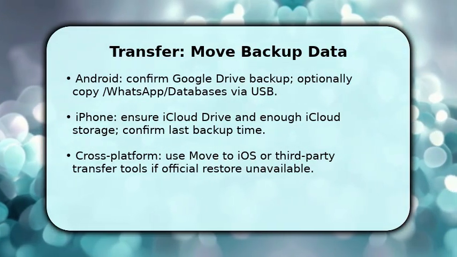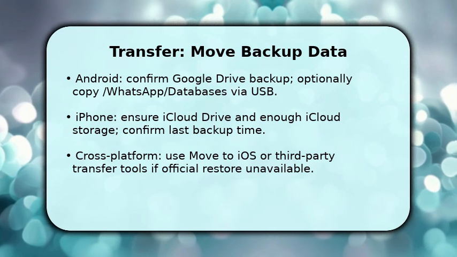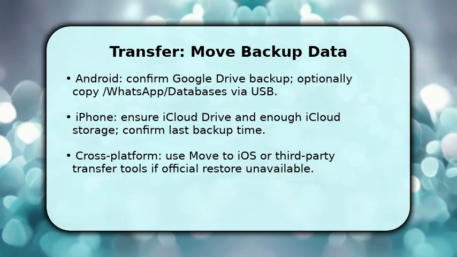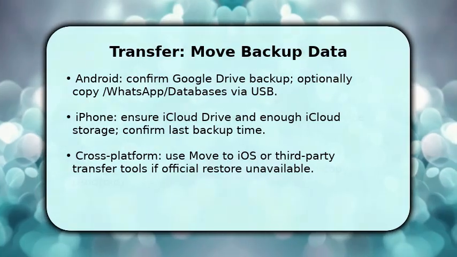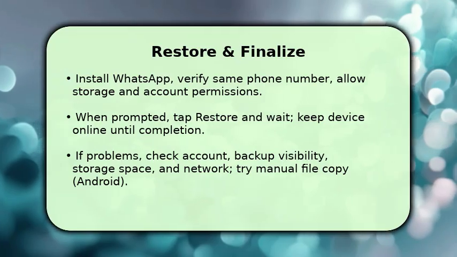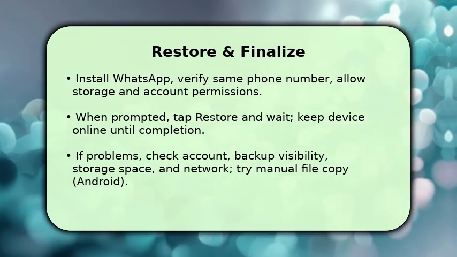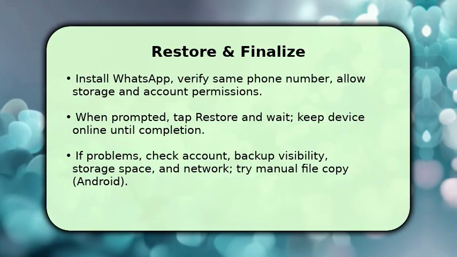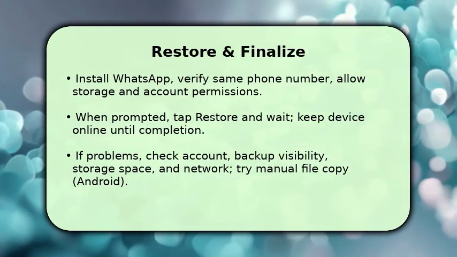You finish on the new phone by installing WhatsApp, signing in with the same phone number, and granting permissions so the app can access backups. When WhatsApp detects a cloud or local backup, tap Restore and wait. Make sure the device stays online and plugged in until it completes. After messages load, media may continue downloading.